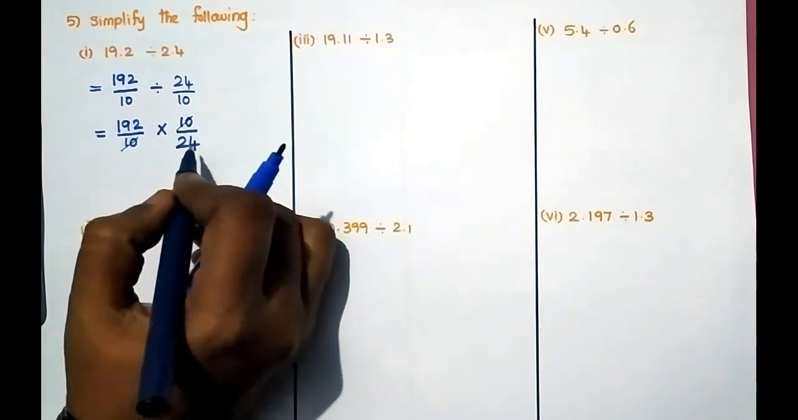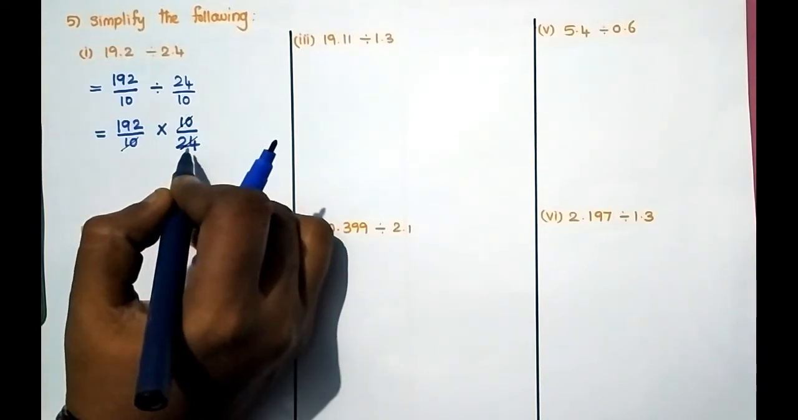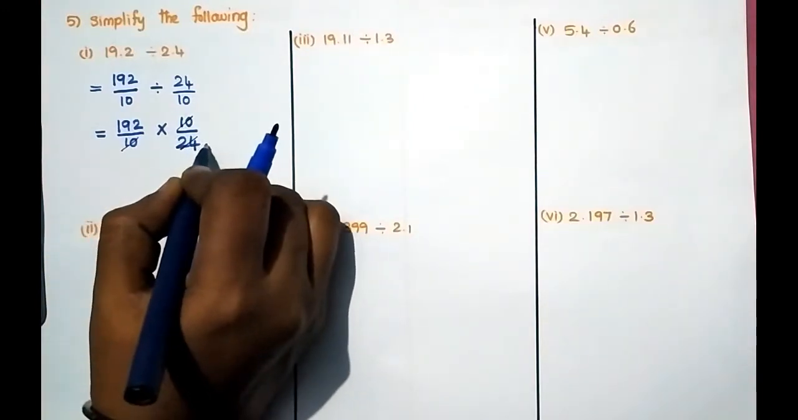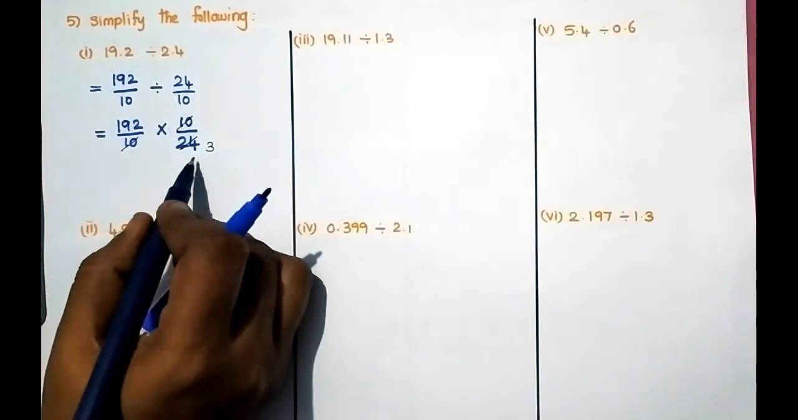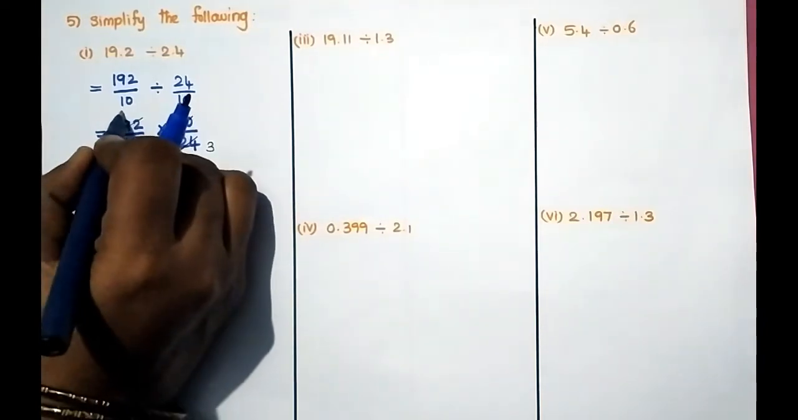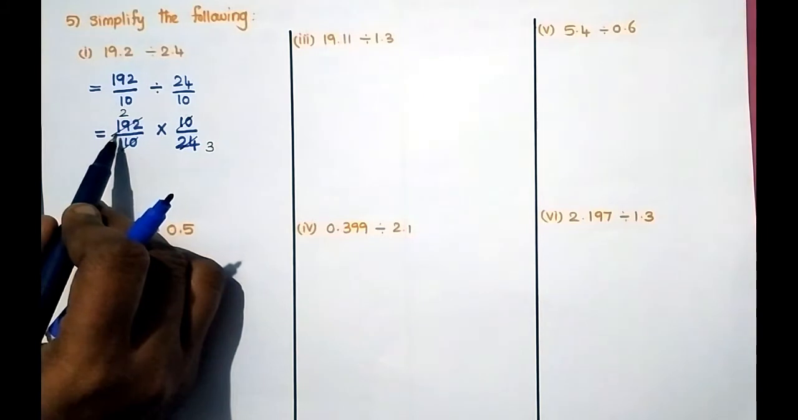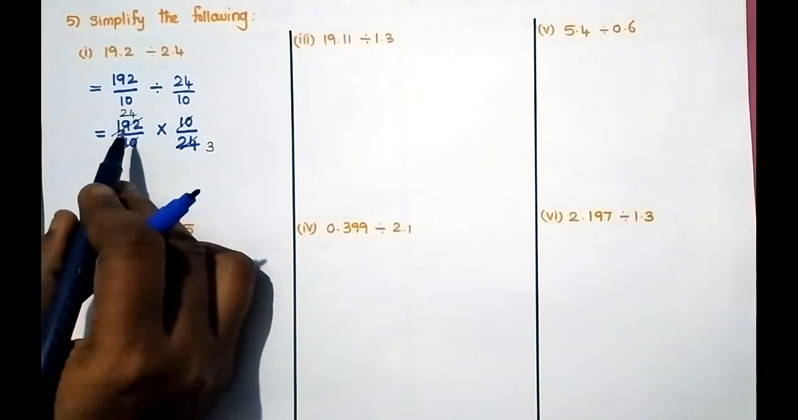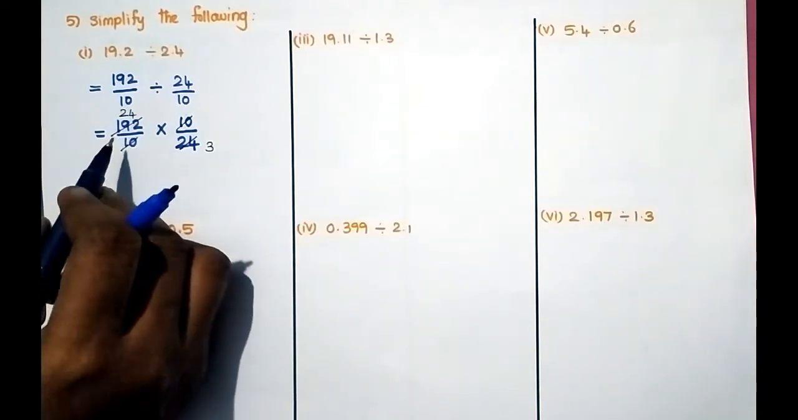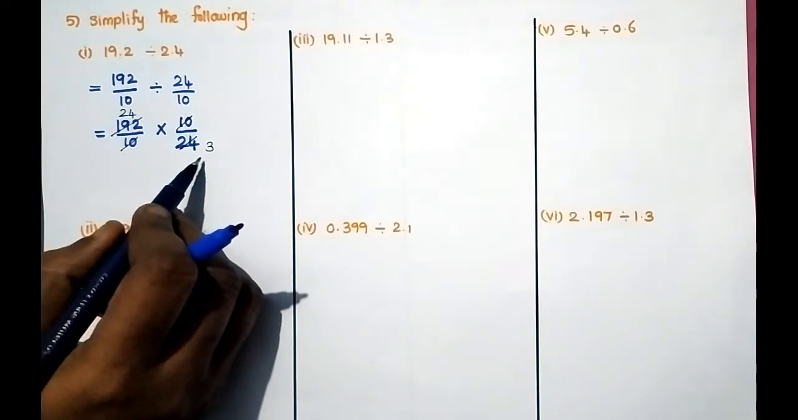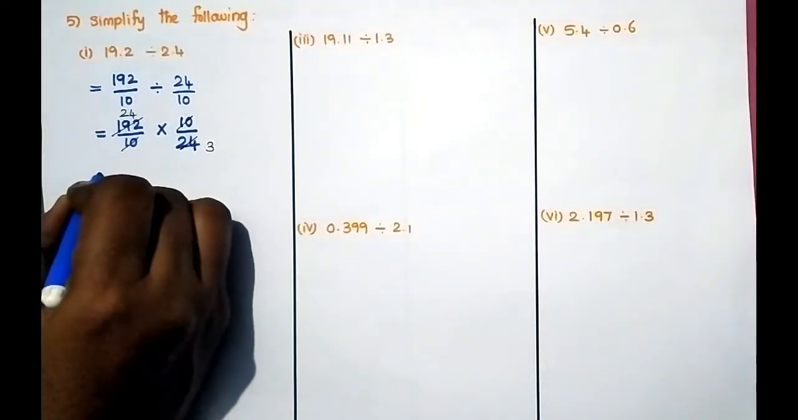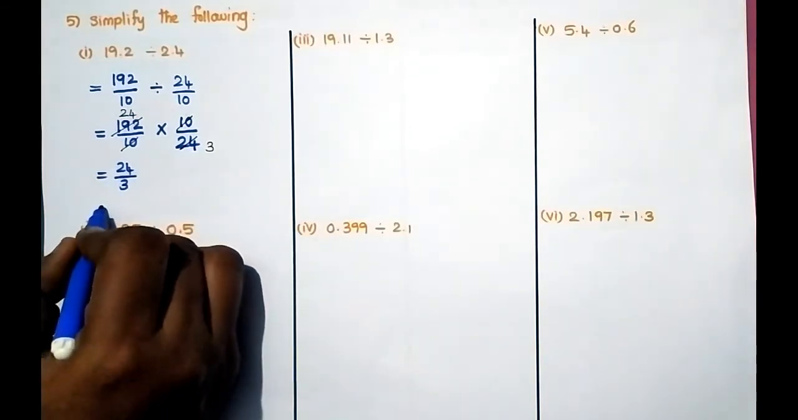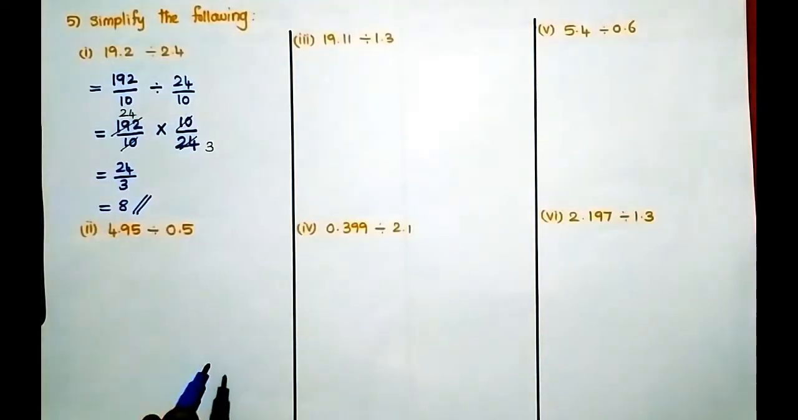Third table. Eighth table. 3 8s are 24. Here 2 8s are 16. Balance 3, it becomes 32. 4 8s are 32. Now remaining numbers 24 divided by 3. 24 divided by 3 means, what is the answer? 8. That is the answer.